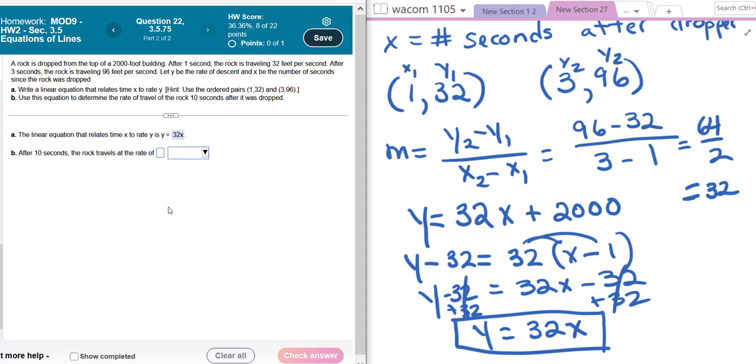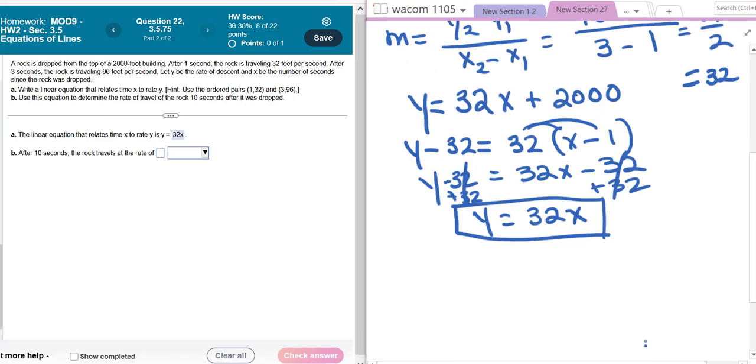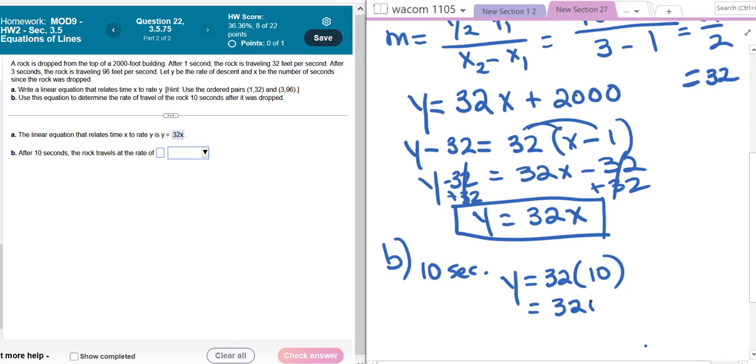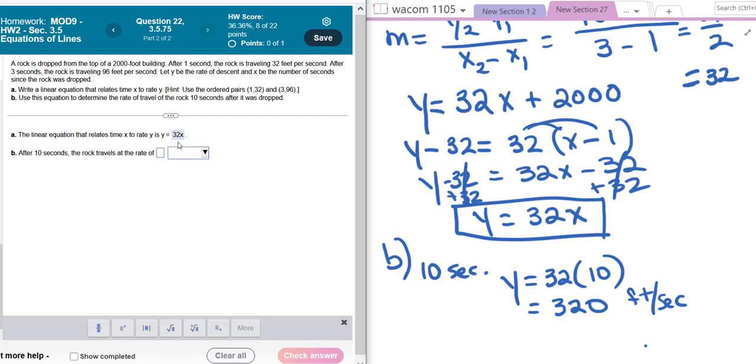After 10 seconds, the rock travels at a rate of. All right, so x is our time. So relates time x to rate y. So we just have to plug in. All right, so after 10 seconds, we'll have y equals 32 times 10. This will be 320. And this is going to be feet per second, the rate. So 320 feet per second.